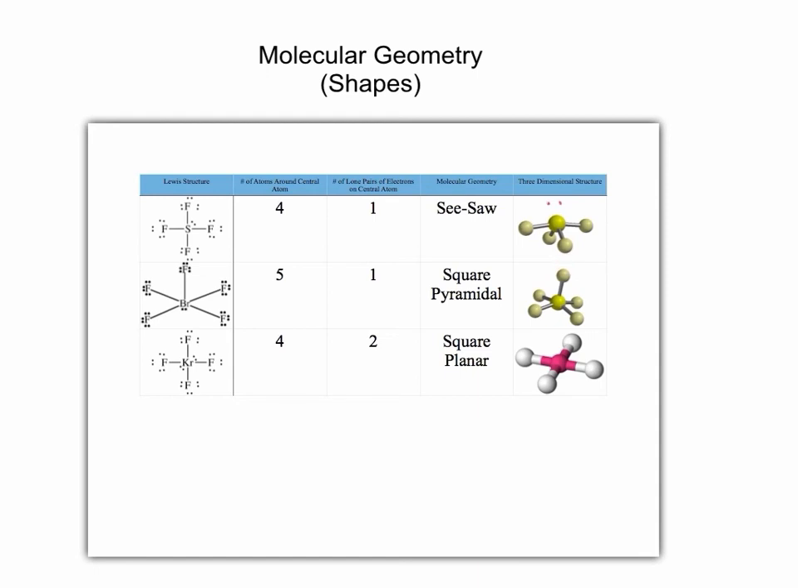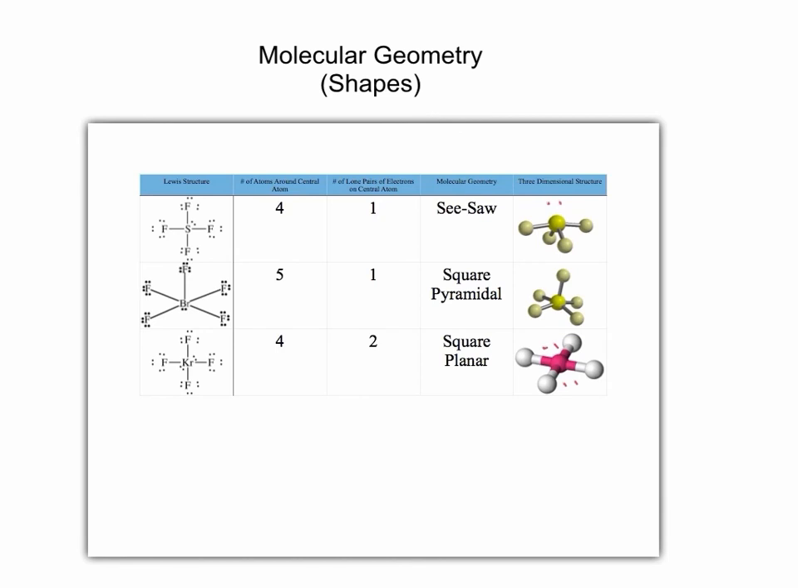The last one has 4 bonds, and 2 of the bonds have been replaced from the octahedral geometry with lone pairs. In that case, we get a square planar geometry, where the electrons at the top and at the bottom keep the atoms in the middle evenly spaced and in a flat shape, so it's planar.